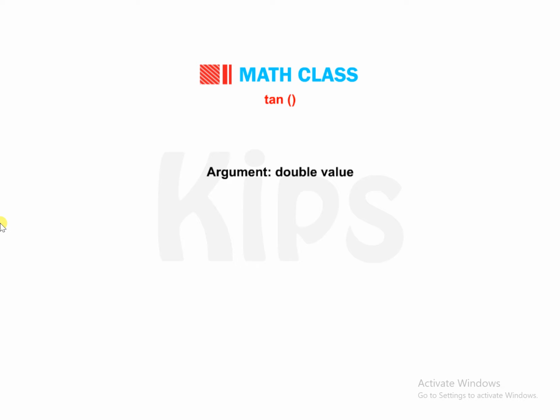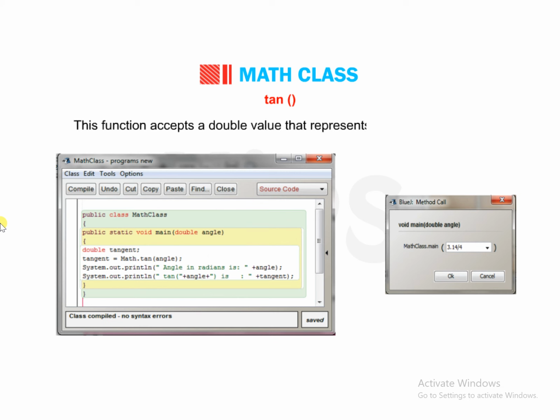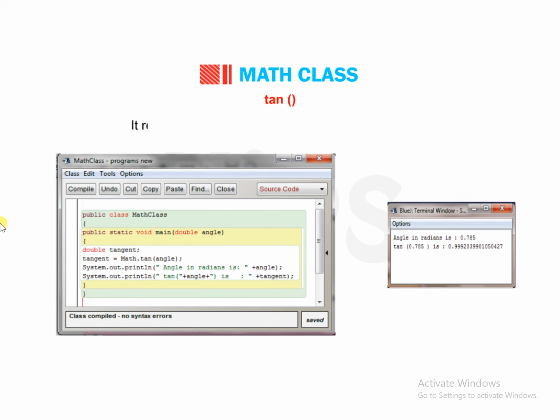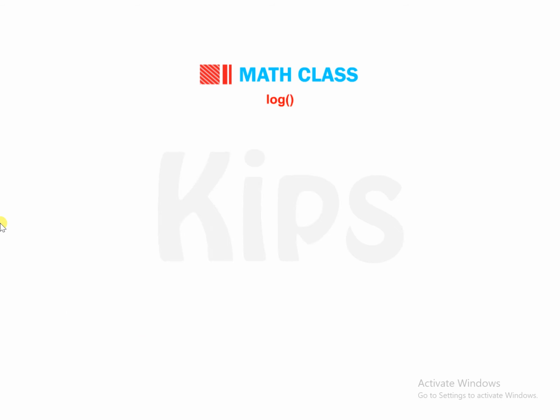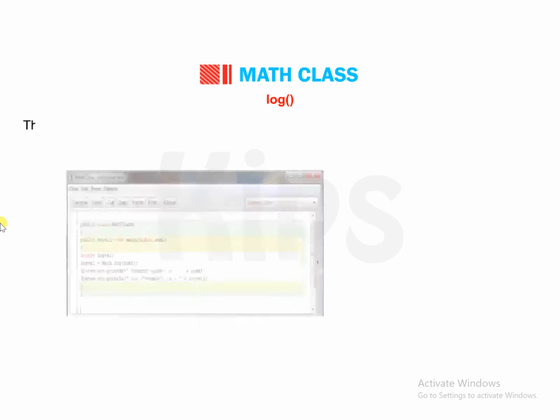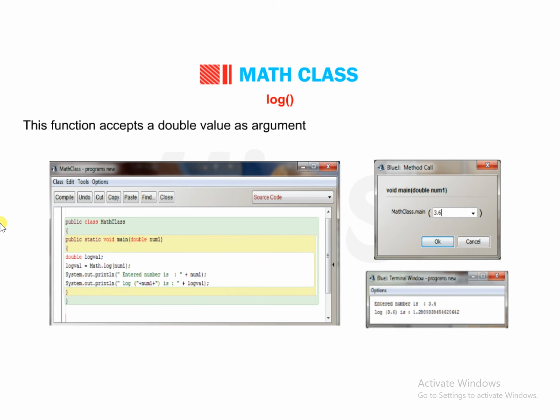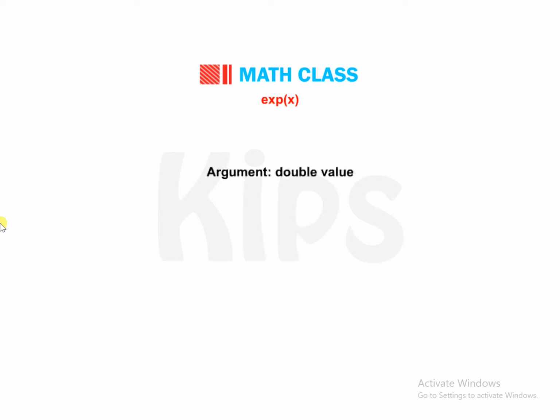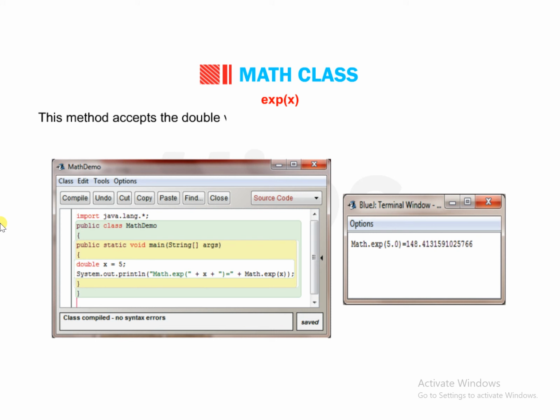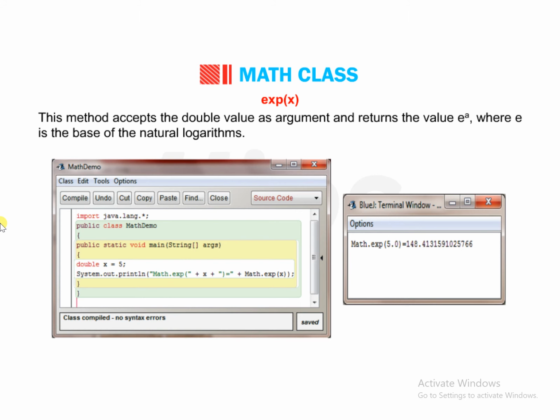tan(), argument: double value, return type: double. This function accepts a double value that represents an angle in radians. It returns the tangent value of the passed argument. log(), argument: double value, return type: double. This function accepts a double value as argument and returns its natural logarithmic value. exp(), argument: double value, return type: double. This method accepts the double value as argument and returns the value e raised to it, where e is the base of the natural logarithms.